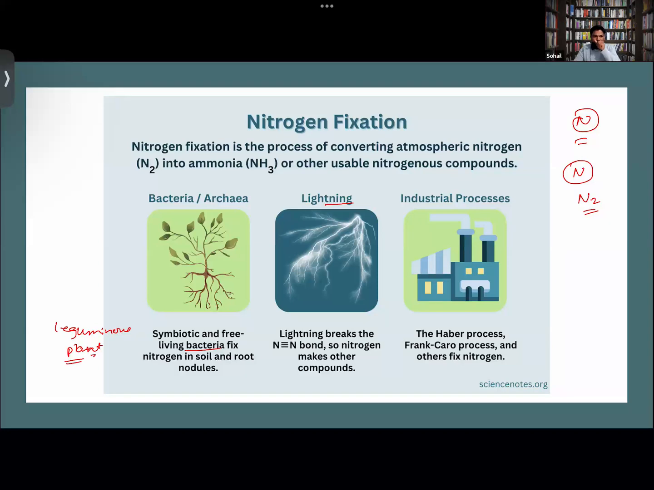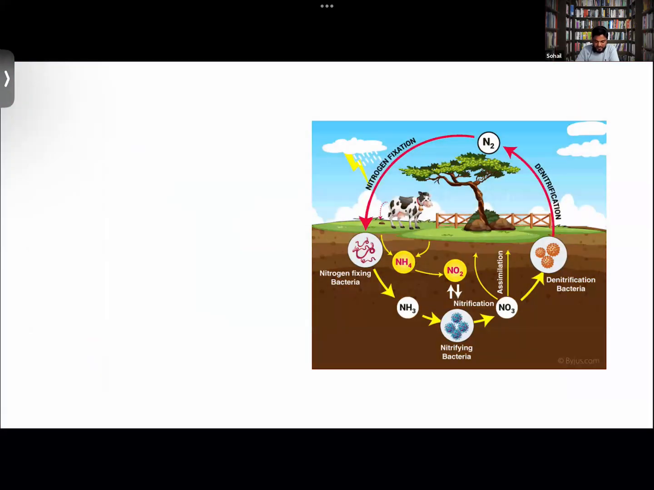So basically all this process is about converting atmospheric nitrogen N2 into ammonia or other usable nitrogenous compounds. ये सारा process, the aim of all this process here is to convert atmospheric nitrogen to ammonia. So thereby now it will be taken up by the plants. From which part, the stem or the roots? The roots. Obviously roots. Exactly.